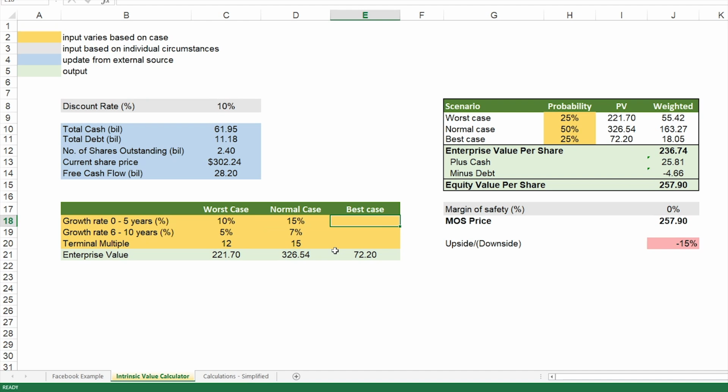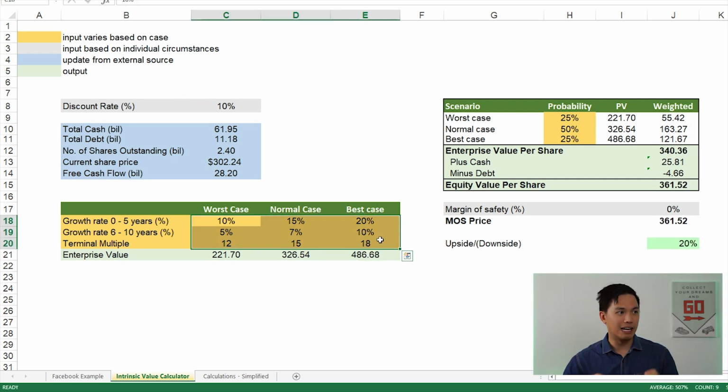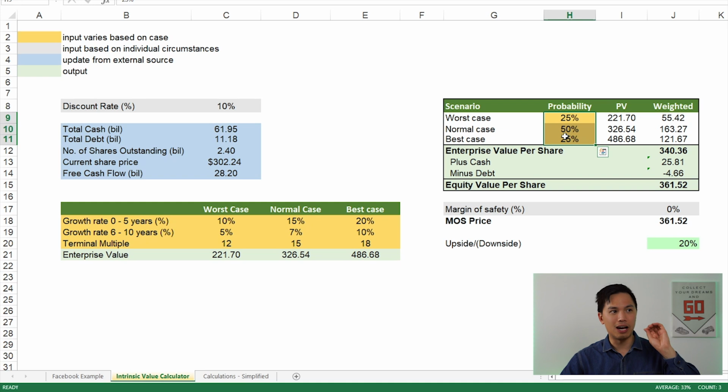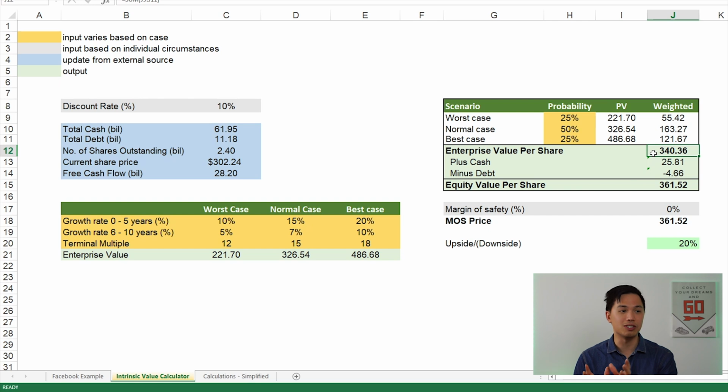For the best case scenario, I'm going to say the business is doing as well as it currently is doing, so that's 19.6%, and I'm going to say at years 6 to 10, another 10%, and a terminal multiple of say 18 times. So now that I have the different inputs to the different cases, I have to assign probabilities to it. So now I've assigned 25% for the worst case scenario and 25% for the best case and 50% for the normal case because I do expect the normal case to play out because it is the normal case after all. And what the calculator does is that it calculates the weighted value per share to come up with a blended value based on the probability that you've assigned to each of these cases.